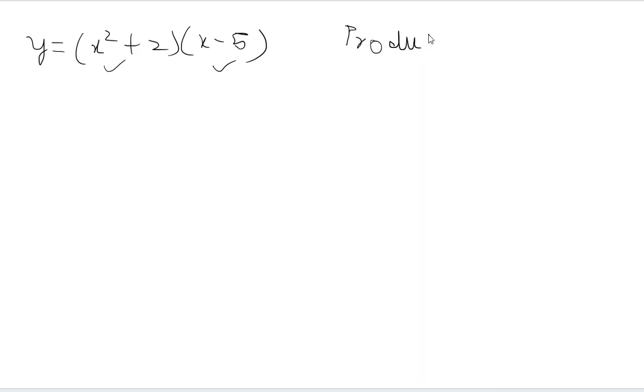Next problem is y is x square plus 2 into x minus 5. Now observe that in this problem there are two things which are multiplied. So in this case there is a new technique to find the derivatives called the product rule.